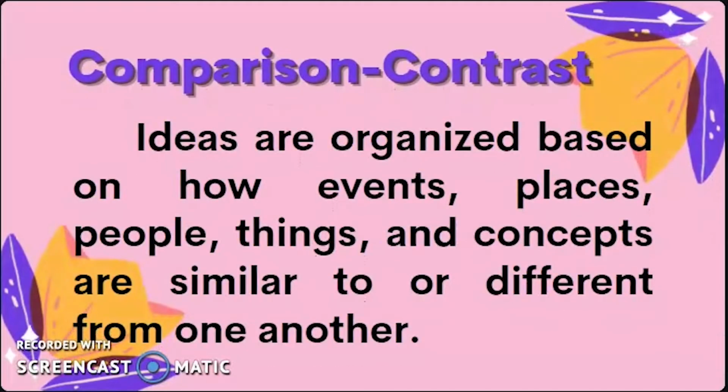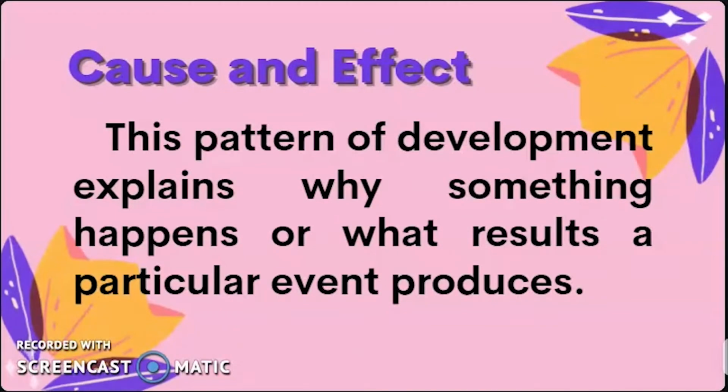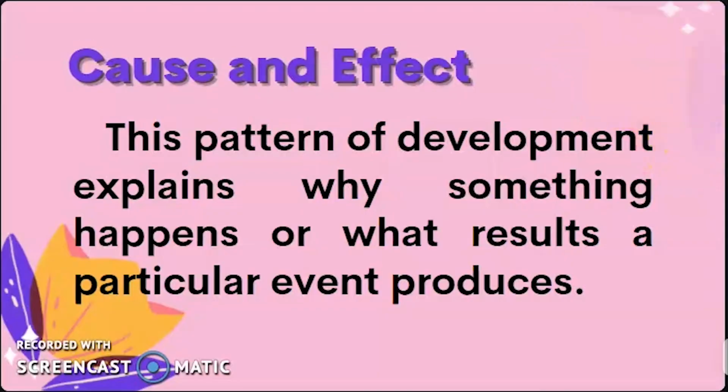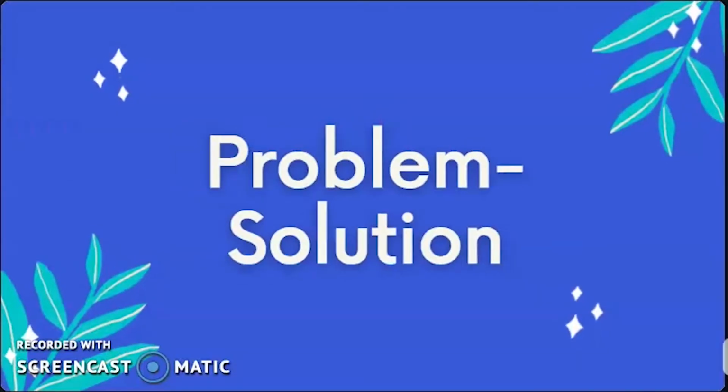When we say comparison and contrast, the ideas are organized based on how events, places, people, things, and concepts are similar to or different from one another. When we say cause and effect, this pattern of development explains why something happens or what results a particular event produces. So this week, let's discuss first problem solution.